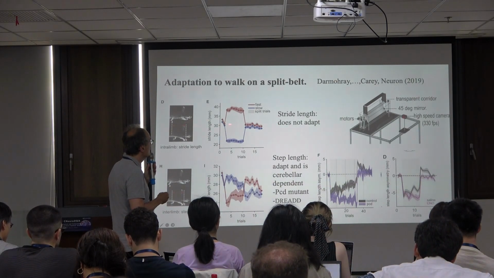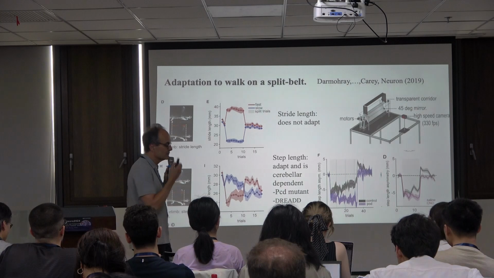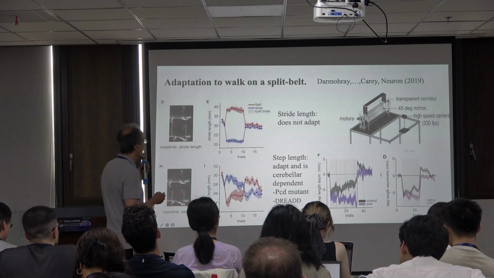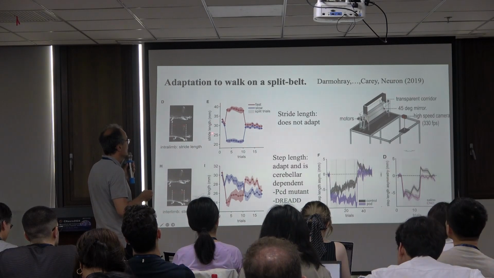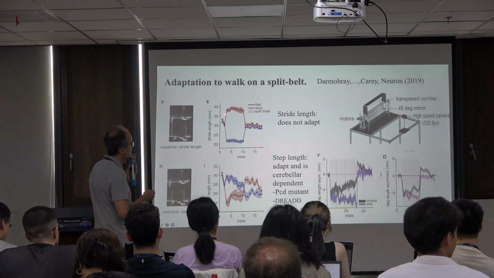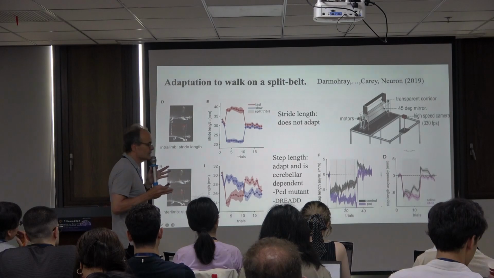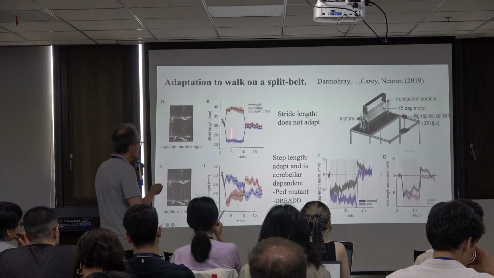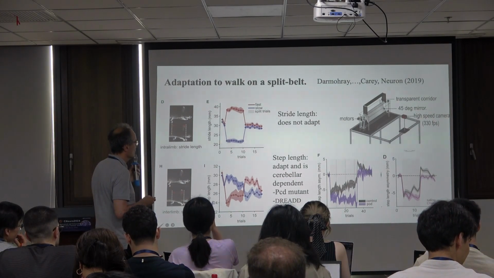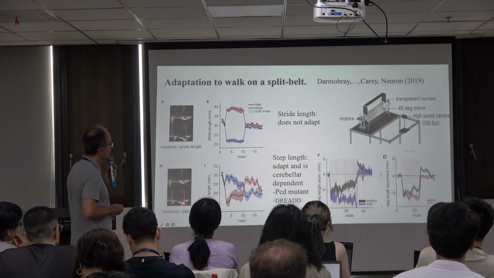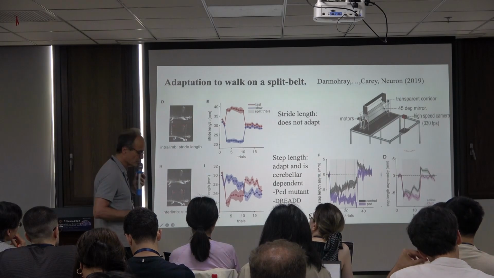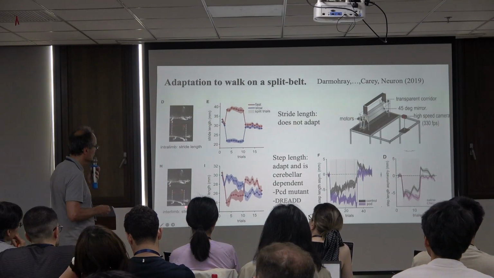So what you do is you make a bigger stride on the fast than on the slow belt. But you jump first and then you don't adapt over the course of the experiment. What you adapt is where you put your feet.